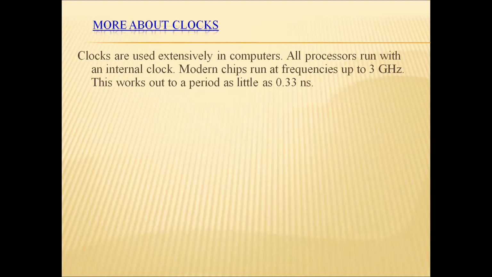As you can see here, clocks are used extensively in computers. All processors run with an internal clock. Modern chips run at frequencies up to 3 gigahertz. This works out to a period as little as 0.33 nanoseconds. So that's the fastness of the operation of the digital circuit.